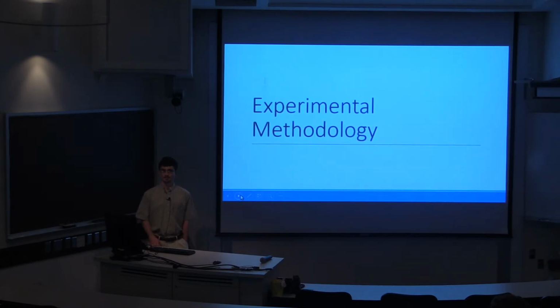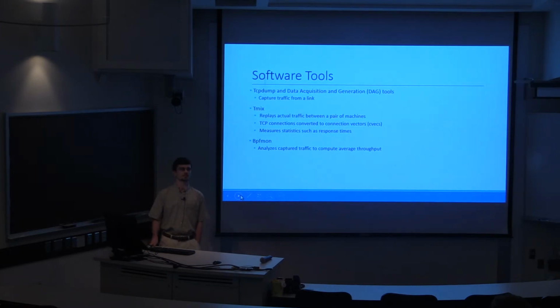So how do we do it? Well, there are a series of software tools that we use to help us. We don't want to run software simulators that simulate network traffic. We want to know how well these AQMs perform in real-world settings with real-world data. So we use capture tools like TCP dump or various DAG tools to actually capture traffic from UNC's main link to the rest of the internet.